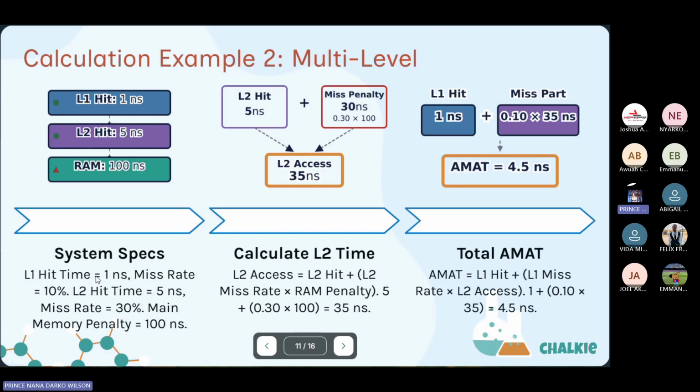The parameters are that the hit time for level 1 is 1 nanosecond, while the miss rate is 10%. Hit time for level 2 is 5 nanoseconds. The miss rate is 30%. The main memory penalty is 100 nanoseconds. So if we are calculating level 2, since level 2 references main memory, we take the level 2 hit rates times the possibility of level 2 missing and having to go to RAM. And we multiply that by the RAM penalty. We are using the RAM penalty because level 2 references RAM.